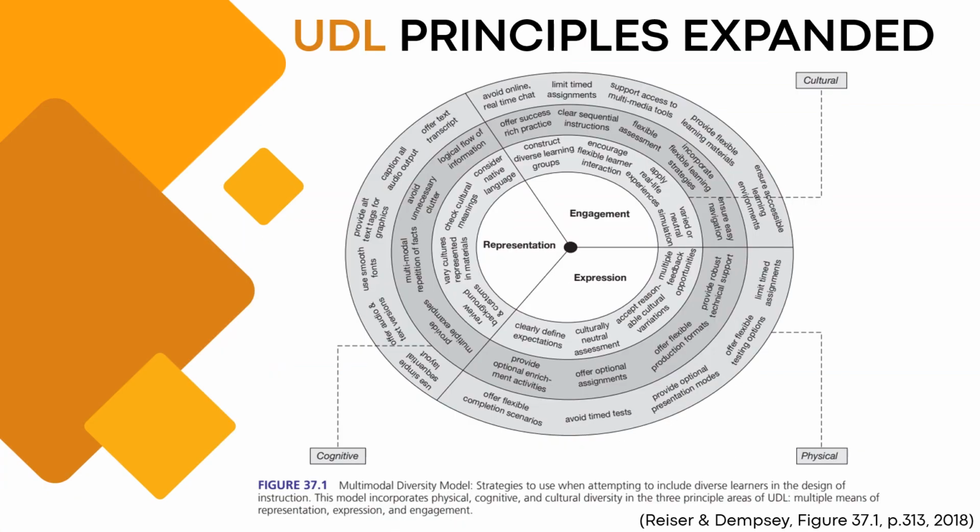2018. UDL principles expanded. Now let's turn our focus to Figure 37.1 from Reiser and Dempsey's 2018 work, displaying the multimodal diversity model. This model delineates a holistic strategy for designing instruction catering to diverse learners. The diagram is structured as a circle with three concentric rings, each signifying a distinct aspect of diversity. Starting from the outermost ring and working our way in, we have physical, cognitive, and cultural diversity. These rings intersect with the UDL principles of representation, expression, and engagement, allowing us a cross-reference visual guide for comprehending and implementing the model.